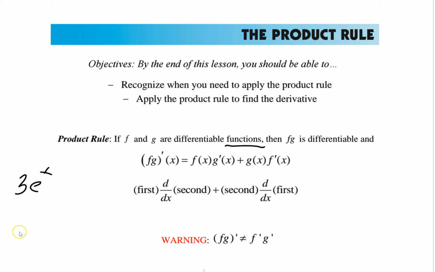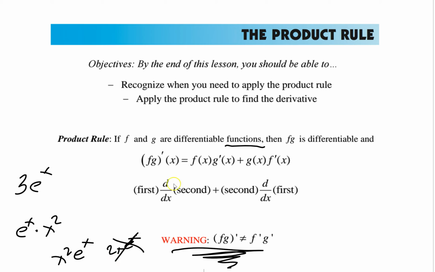But if I give you e to the x times x squared, or x squared e to the x, this is a product rule because it's a function times a function. So even this, you have to use this formula. Just take the derivative of one of them, leave the other one left alone, and switch it. Keep in mind, I cannot stress this enough: people start getting lazy. They just take the derivative of each one. That's not how it's done. This is not 2x e to the x. It's a product rule. We have to follow the formula.